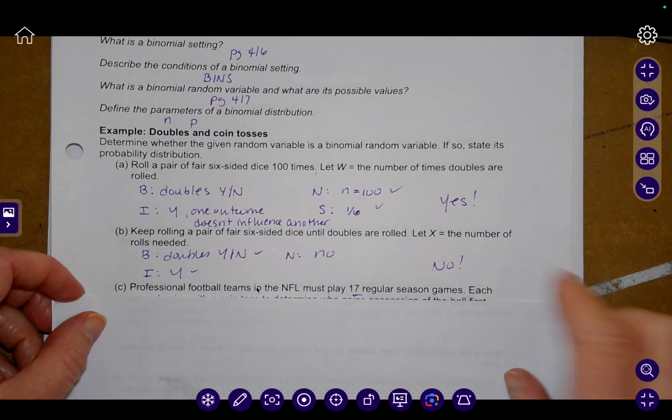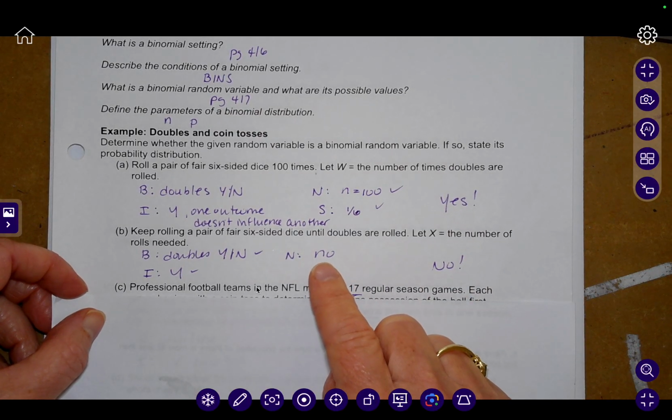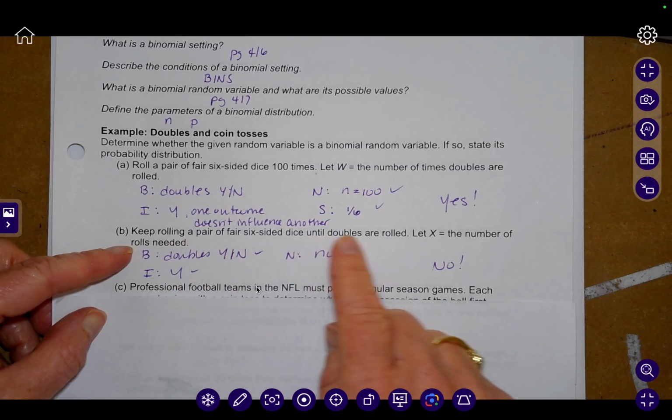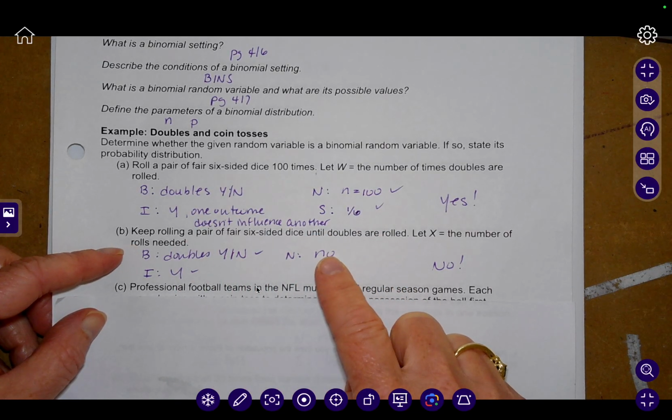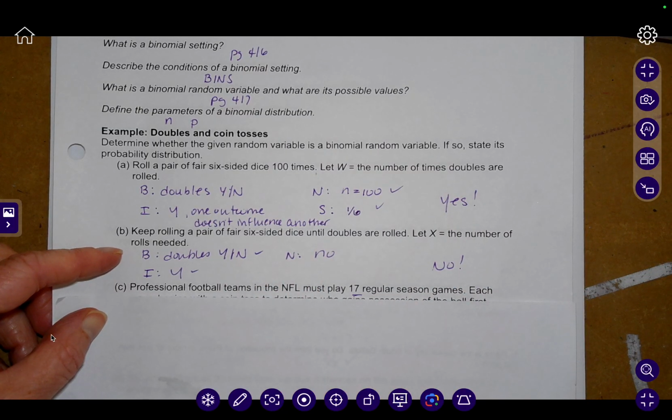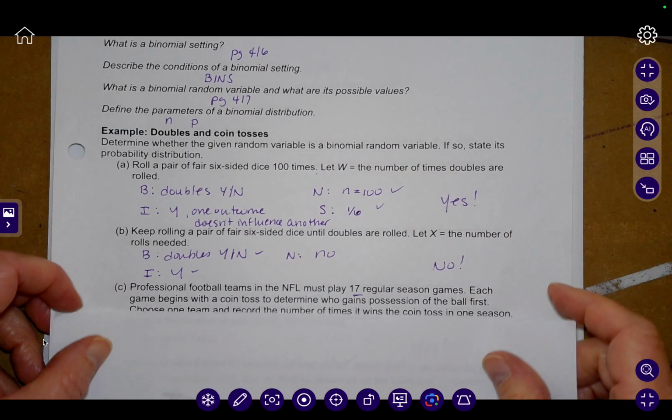For the next one, it's not going to have a fixed number of trials there. It says you keep rolling until doubles are rolled, so there's no fixed number of trials. You notice I stopped. I didn't keep continuing to check them all. That's fine. You can stop once you know.